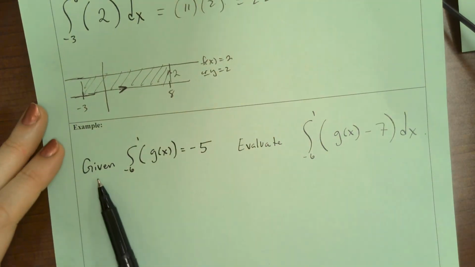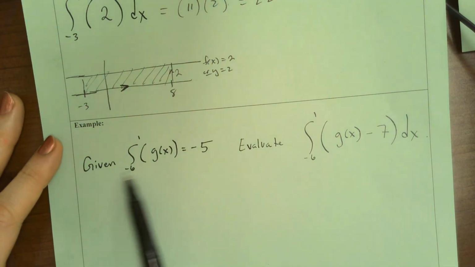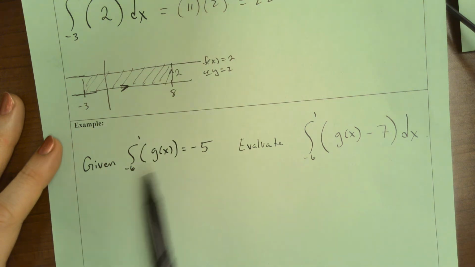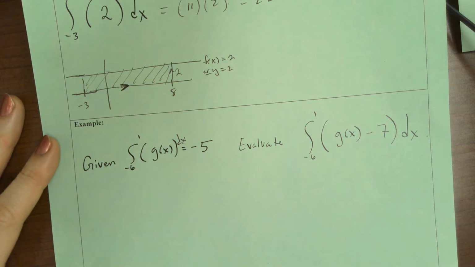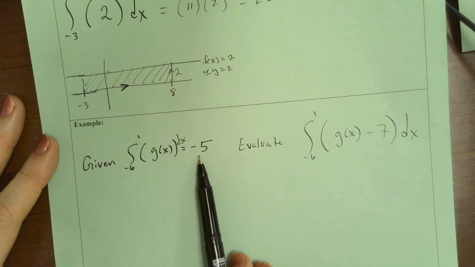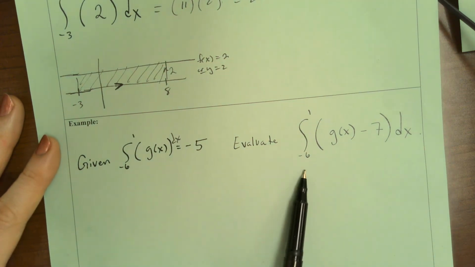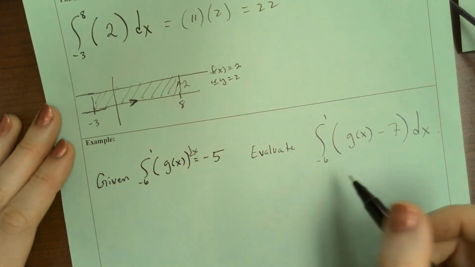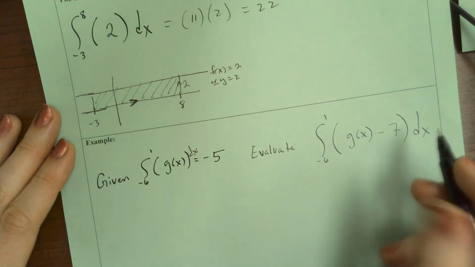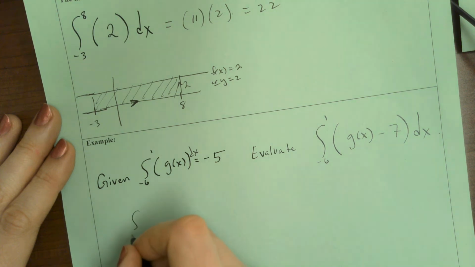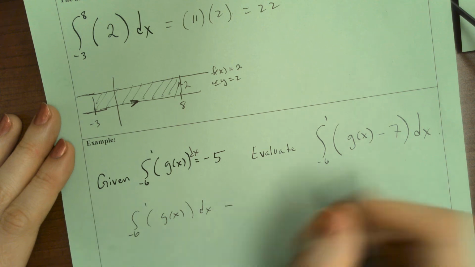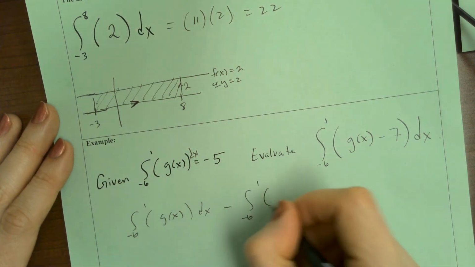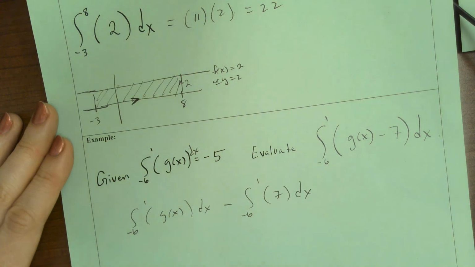Now I'm going to do this problem. So given the integral from -6 to 1 of g of x dx, oopsie, I need a dx there, shoot, equals -5, evaluate this integral. Okay, so we're going to do two things. We're going to split this up. So this is going to be the integral from -6 to 1 of g of x dx, minus the integral from -6 to 1 of 7 dx.